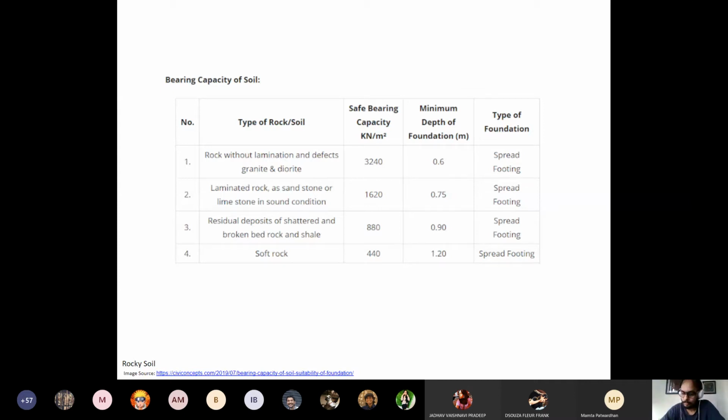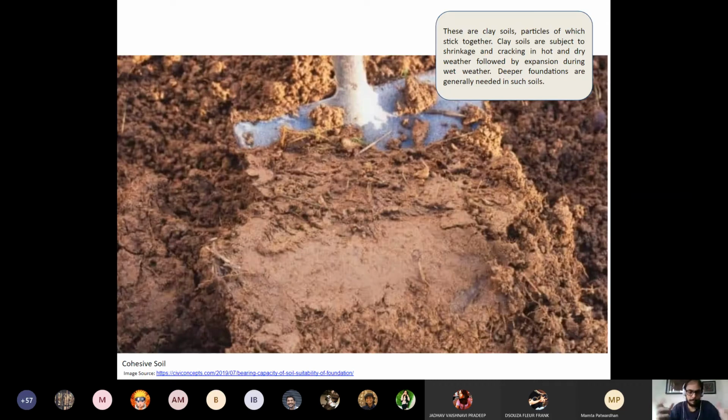The other type is what is called cohesive soil. So you have rocky soil, you have cohesive soil. Cohesive soil is actually clay soil, the particles of which stick together. But it is subject to more shrinkage and cracking in hot and dry weather. So it has expansion and wet weathering. Generally, deeper foundations are suggested in such cohesive and clay soils. Is everybody with me till now? Yes. Okay.